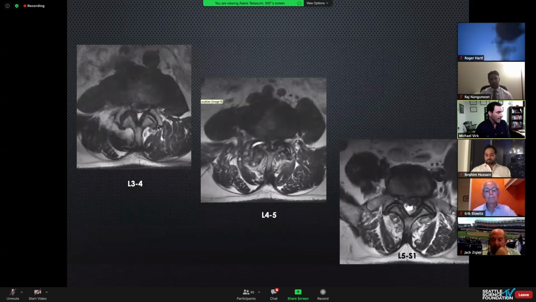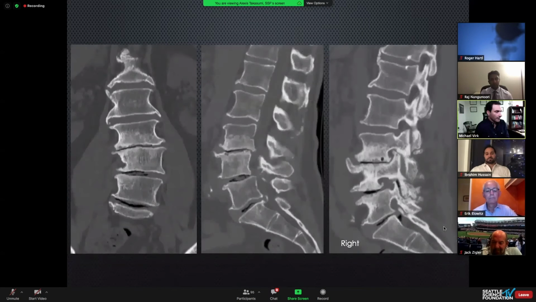His axial cuts, 3-4, 4-5, severe stenosis. Significant arthropathy at 4-5 at the level that he's got the spondy as anticipated. And 5-1, he's got a disc herniation, eccentric to the left, lateral recess stenosis. The joints look okay there.